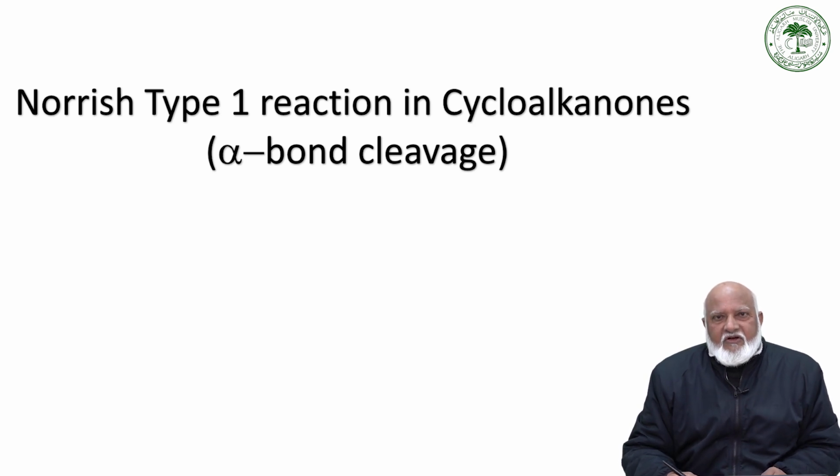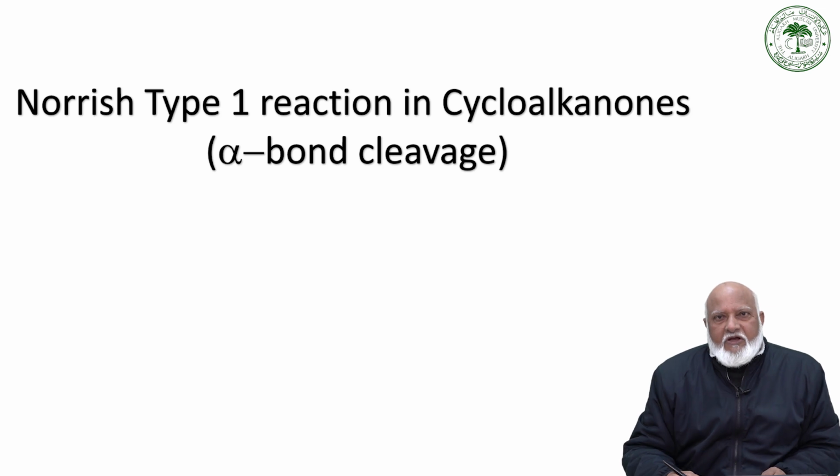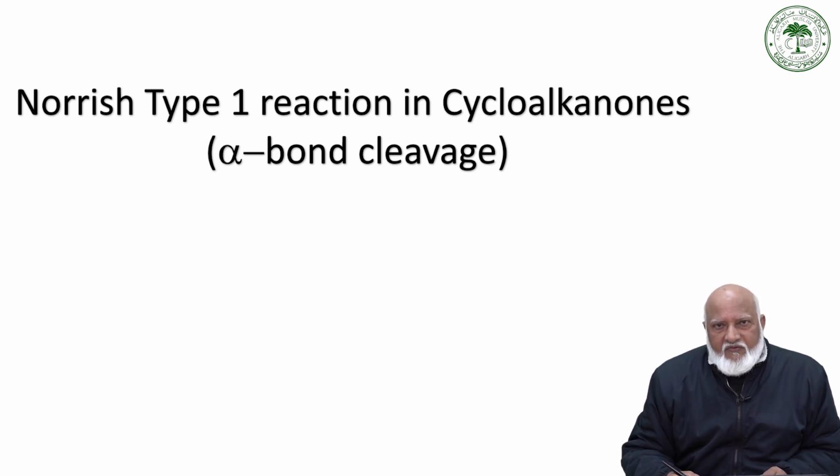It has a very strong absorption between 240 and 340 nanometers, and hence carbonyl compounds, depending upon the substituent, undergo four different types of photochemical reactions. Number one, aliphatic carbonyl compounds undergo Norrish type 1, which involves alpha bond cleavage; Norrish type 2, which involves abstraction of gamma hydrogen by excited carbonyl.